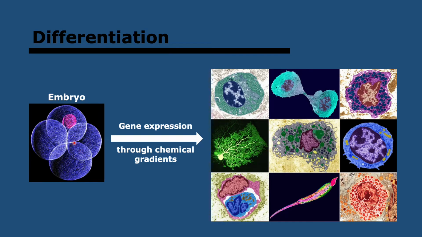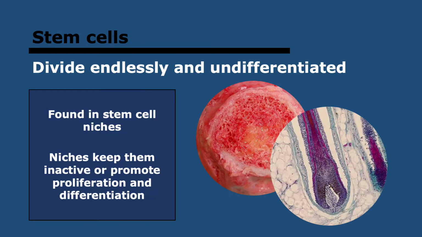So you can see that in the embryo, all cells are the same, but then in an adult human, there are all of these different types of cells and many more. So how does differentiation happen? Well, it happens because different genes are expressed in different cells, through gradients of chemical signaling, which regulate gene expression.